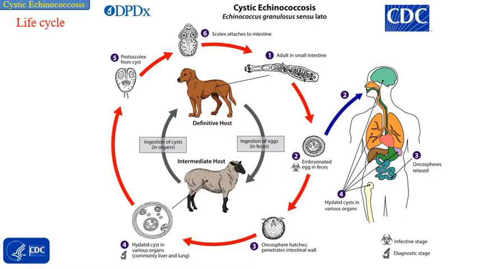After ingestion, the protoscolices evaginate, attach to the intestinal mucosa, and develop into adult stages in 32 to 80 days. Humans are aberrant intermediate hosts and become infected by ingesting eggs. Oncospheres are released in the intestine and hatch, developing in various organs into cysts. If cysts rupture, the liberated protoscolices might create secondary cysts in other sites within the body, often called secondary echinococcosis.